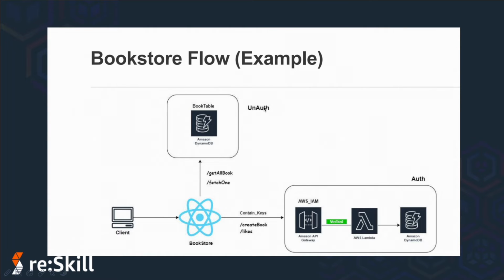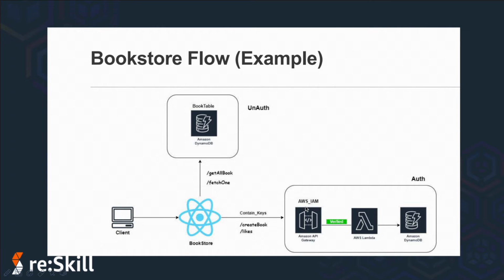So here you can see in the unauth part, we have two endpoints. We have a use case that everyone, meaning the guest user, can view all books, or can view a single book. But for authenticated users, for creating a book or liking a book, he or she must be signed in with any kind of social provider, right? So this unauth component, we are calling it from React.js, from the front-end, and this authenticated part we are calling via API Gateway, right?